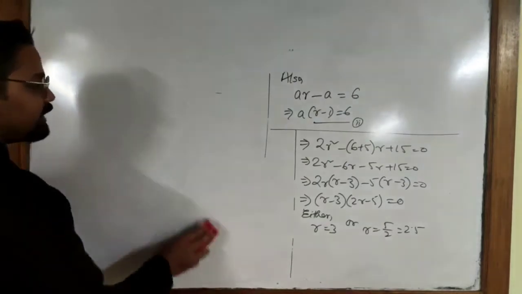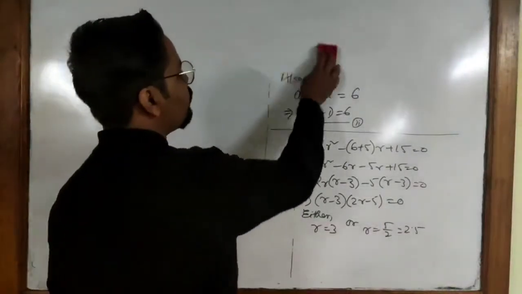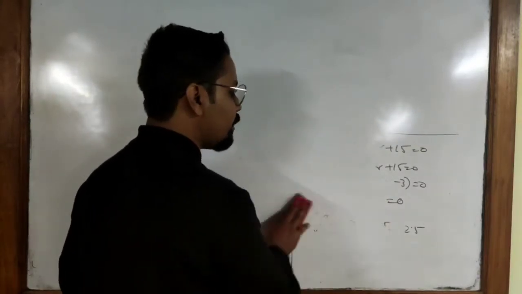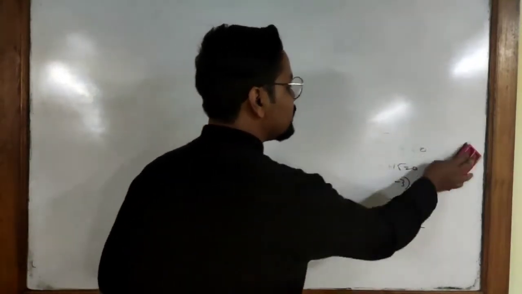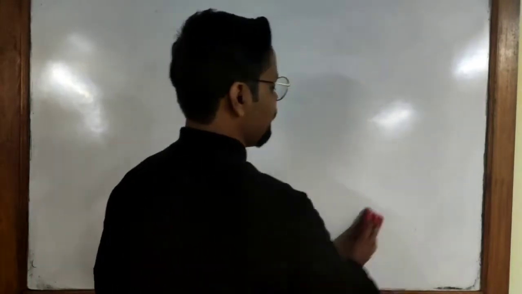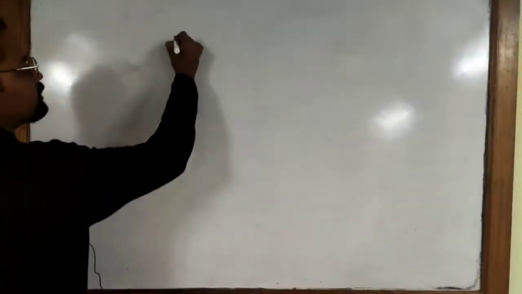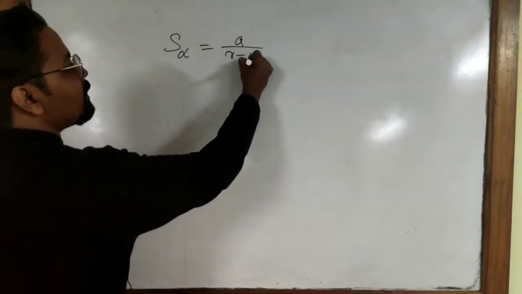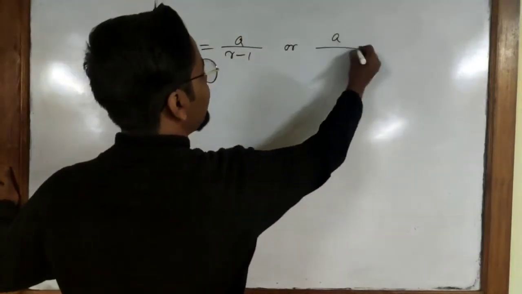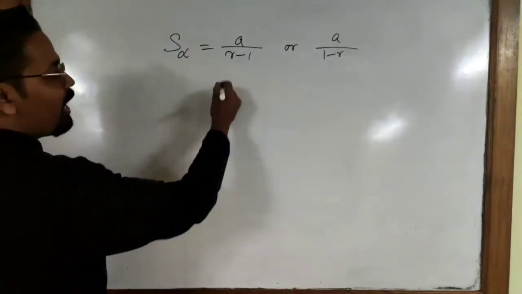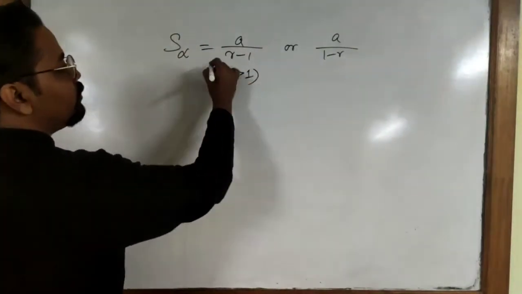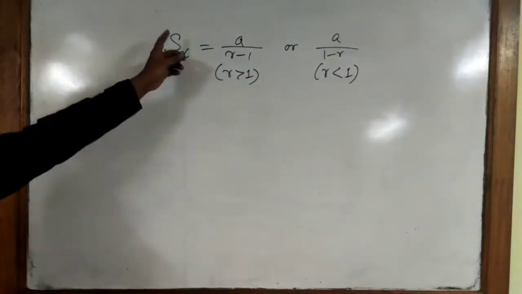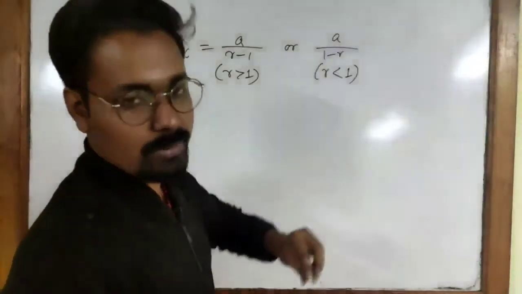In 4.3 we will need a new formula, because here we have to find the sum up to infinity. Whatever formula we have seen now is the sum up to nth term. So what is the formula for sum up to infinity? A simpler formula actually. Sum up to infinity is given by a by r minus 1 or a by 1 minus r. Now that depends on the value of r. If r is greater than 1, then you will use the first formula. If r is less than 1, then you will use the second formula. Very simple formula, a by r minus 1 or a by 1 minus r.